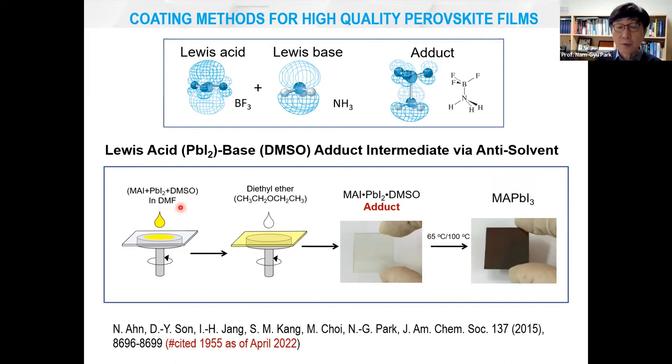And then if you remove only the solvent, then you can induce the MAI-PbI2-DMSO adduct, okay? This was possible by dropping diethyl ether while spinning the wet film. And then instantly you can get the adduct film. And then you can heat up this adduct film to eliminate the ligand DMSO. And finally, you can get the high-quality MAPbI3. Now people use this adduct method.